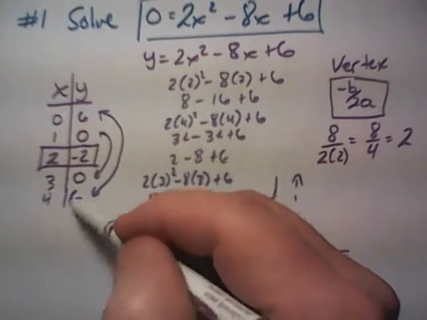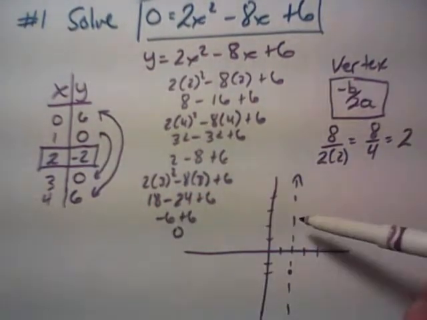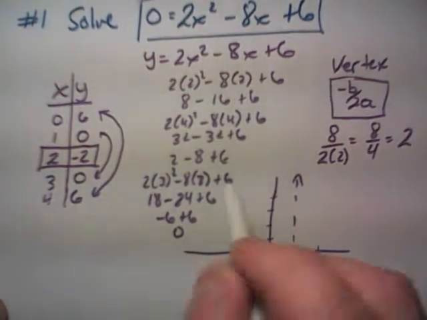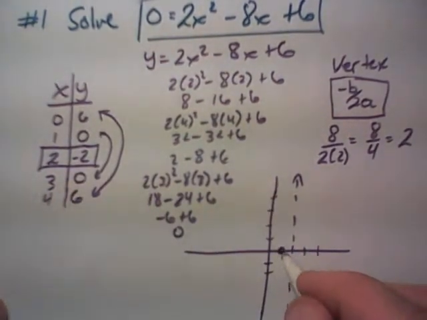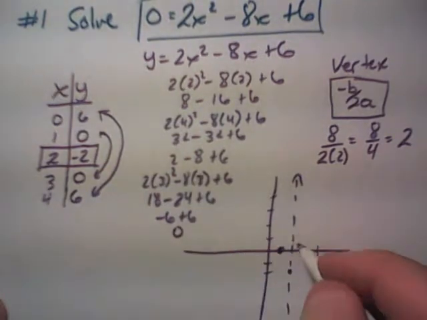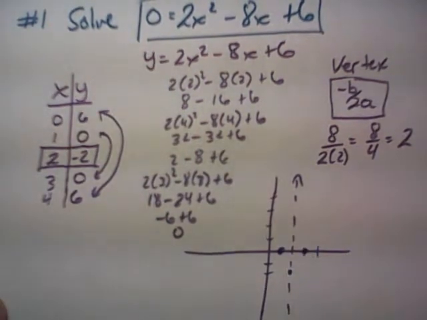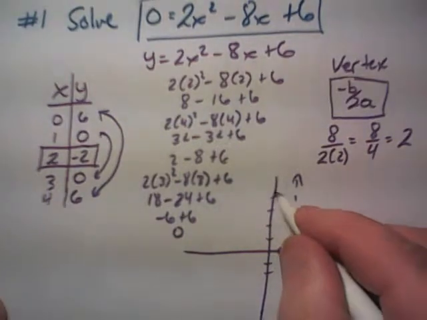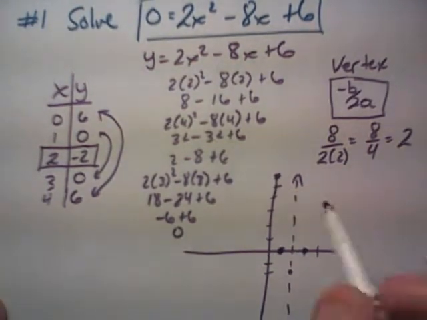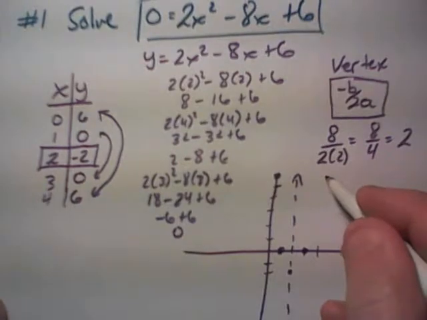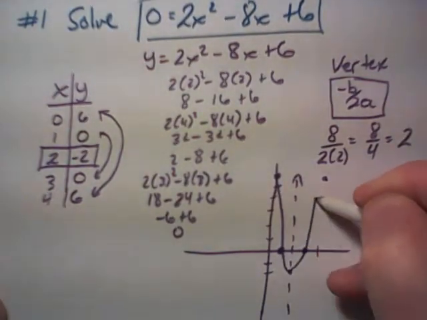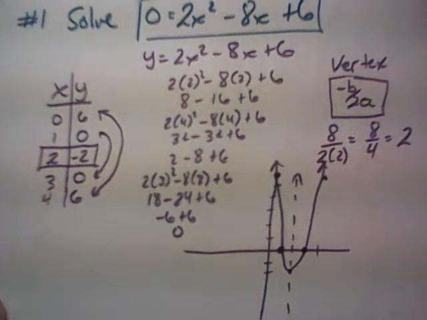So let's just look at our table of values here and compare it to what we have on our graph. We already graphed the point 2, negative 2. So then we have the point 1, 0, which is here. We have the point 3, 0, which is here. We also have the point 0, 6, which is up here, and then 4, 6, which is up here. And my parabola looks like this.